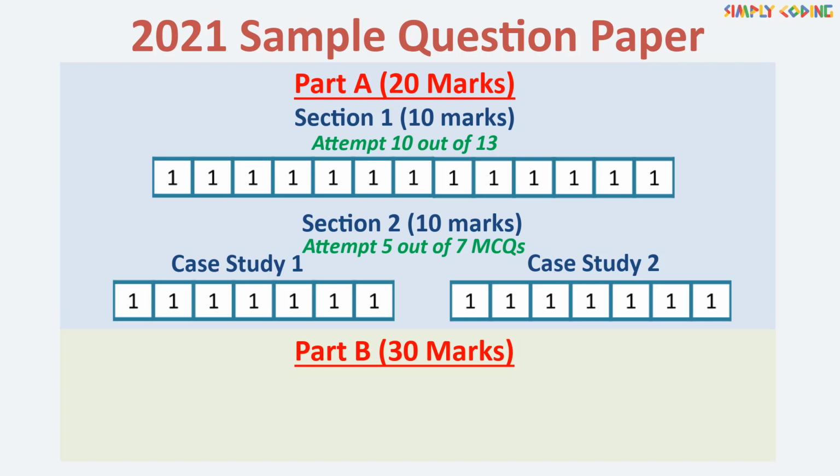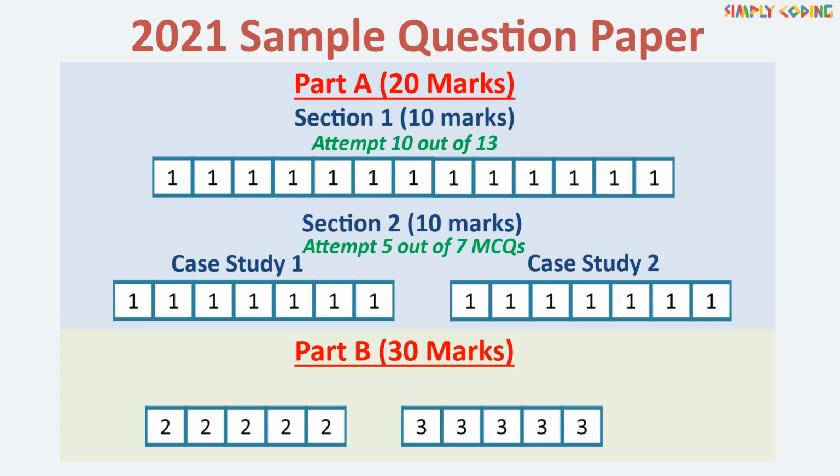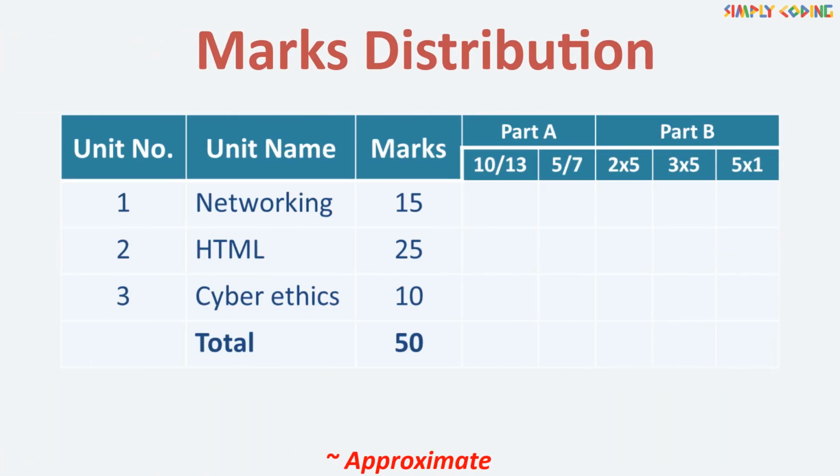This case study will present some topic and you will have 7 questions which will be multiple choice questions. Part B has 5 questions of 2 marks, 5 questions of 3 marks and 1 question of 5 marks. In these 3 sets, only one question will have a choice question. Now let's see how these questions or marks are distributed across the units.